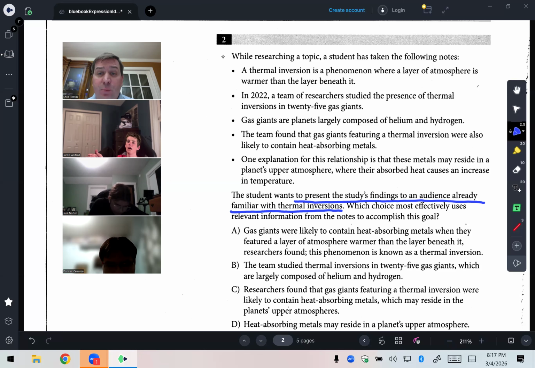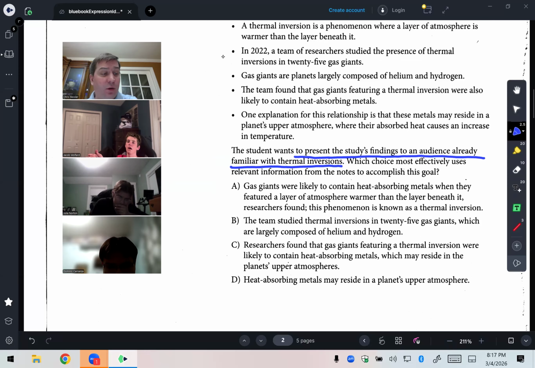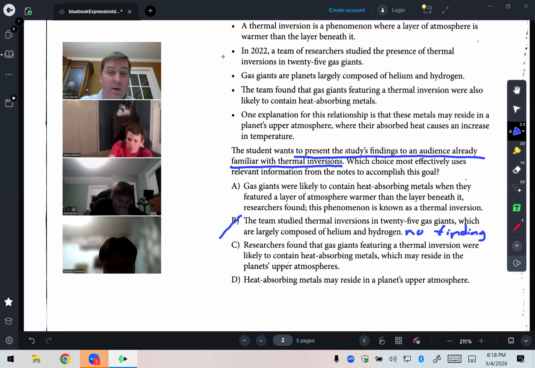All right, so the student wants to present the study's findings to an audience already familiar with thermal inversions. I'm going to go through some of these answer choices and let's see if I can eliminate some of them. I'm going to consider B. B says the team studied thermal inversions in 25 gas giants, which are largely composed of helium and hydrogen. So answer choice B has no finding. Just tells me that they studied them, but it doesn't tell me what they found at all. So B is out.